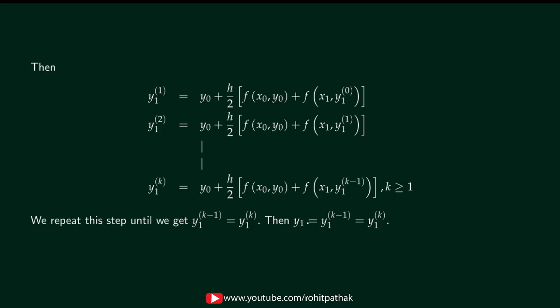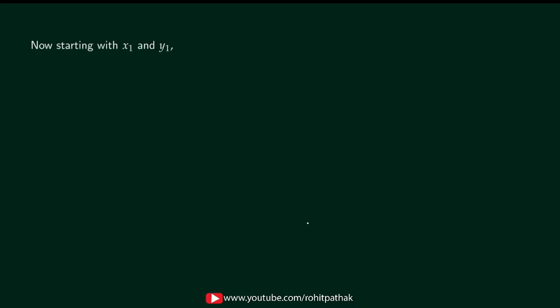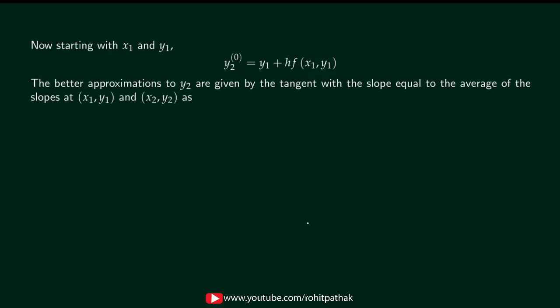Now starting from x1, y1, again repeating the same argument, we find y2(0) using Euler's method, and then better approximations to y2 are given by the line with the slope equal to the average of the slopes at (x1, y1) and (x2, y2). Now this y2(0) is used in this y2. So this y2(0) is obtained from Euler's method.